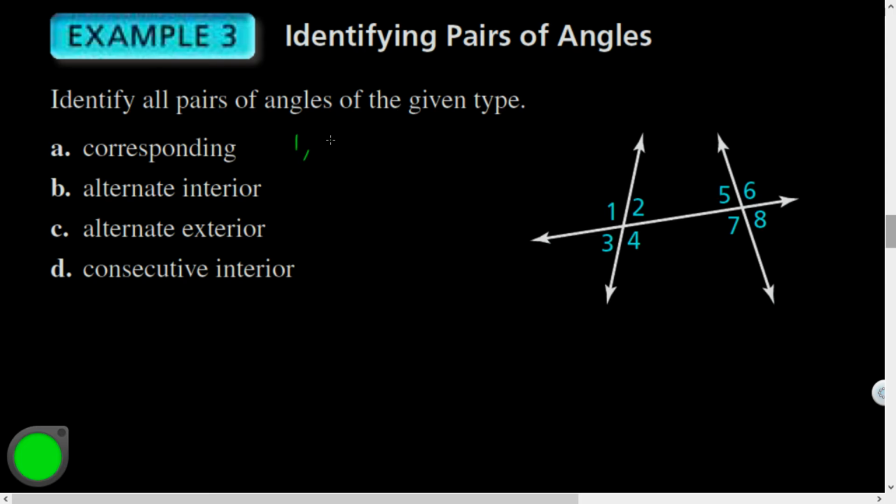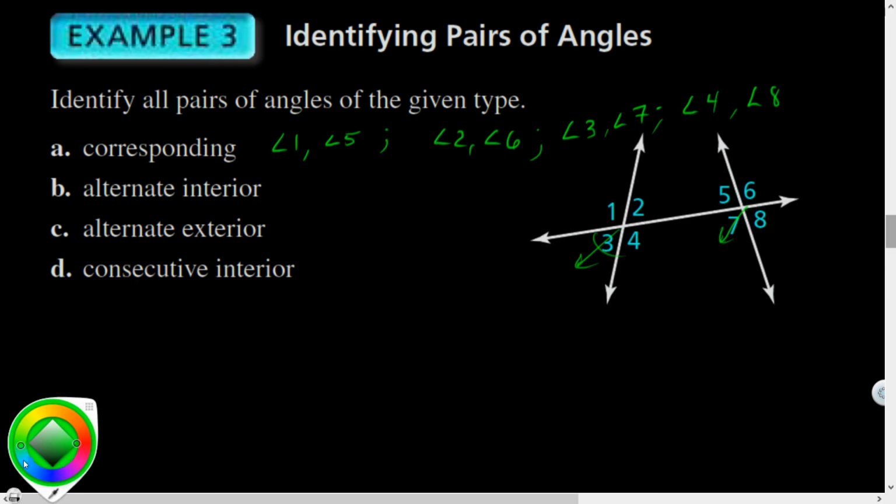Example 3. Where are some corresponding angles? 1 and 5. I guess I should label those with angle symbols. Yeah, 2 and 6 are in corresponding positions. Angle 3 is in the southwest corner, so the southwest corner would be 7. So angle 3 and angle 7. And then the 4 and the 8. So those are all corresponding angles to one another. They're in corresponding positions with regards to their intersections.